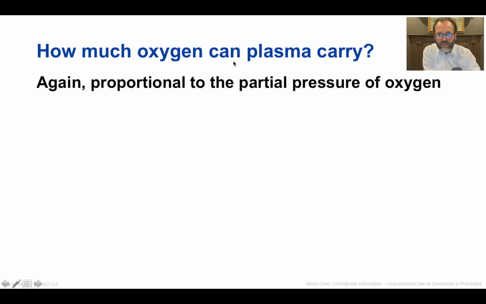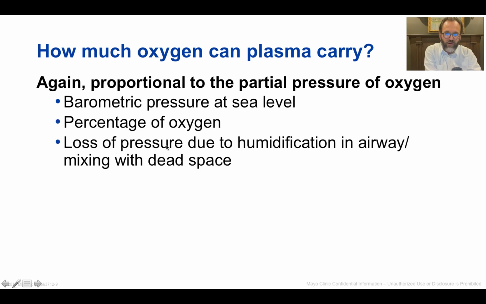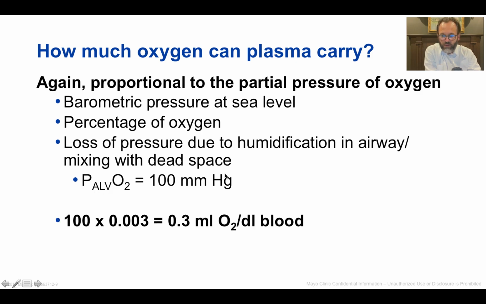Now, when we look at plasma and we want to quantitate exactly how much is being carried in plasma, again, this is proportional to the partial pressure of oxygen. Calculations are a bit more simplistic. So we've got the barometric pressure of oxygen at sea level, the percentage of oxygen, the loss of pressure due to the humidification in the airway with the dead space, and then the subsequent application of the ideal alveolar gas equation. So that puts us with an alveolar PO2, again, of roughly 100 millimeters of mercury, as we calculated previously. So 100 times 0.003 equals 0.3 mL of oxygen per deciliter of blood.